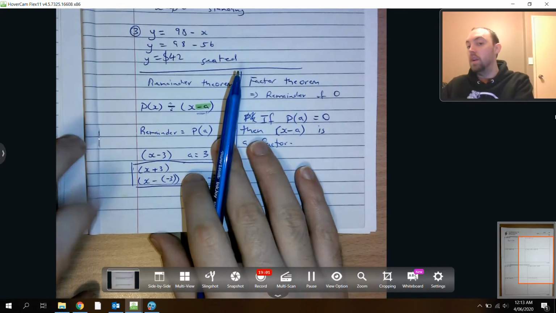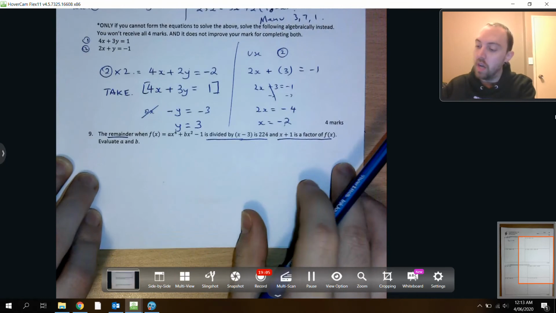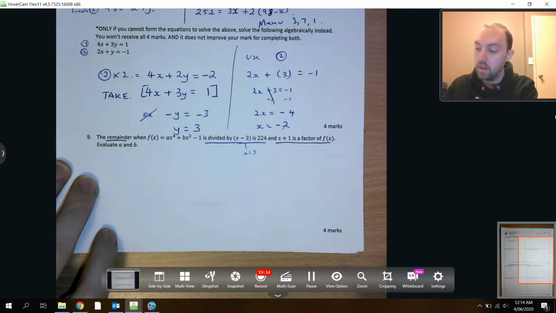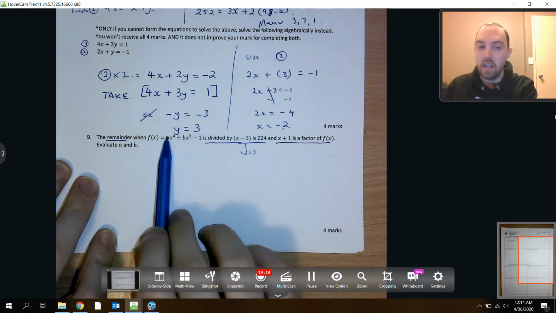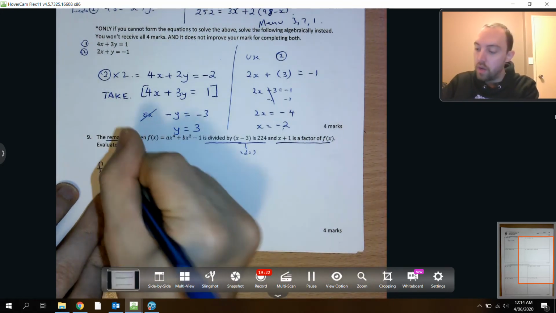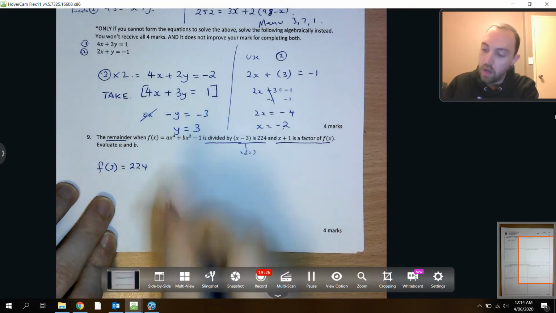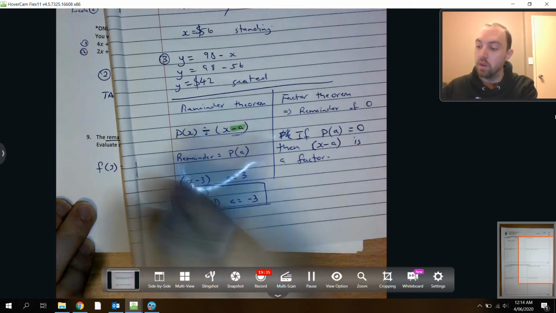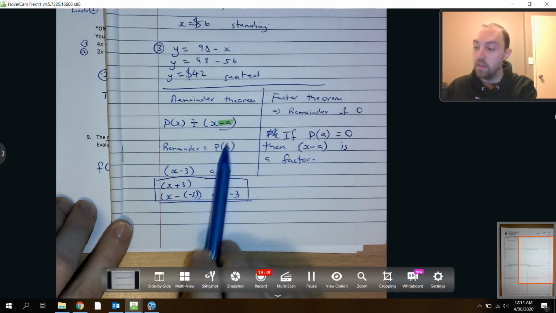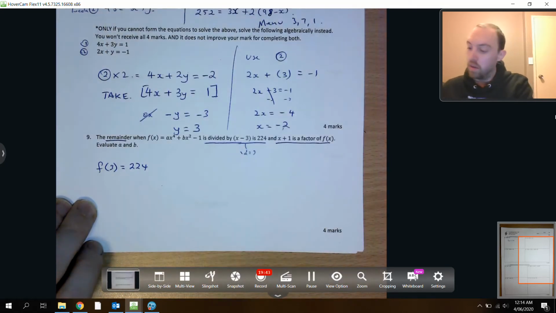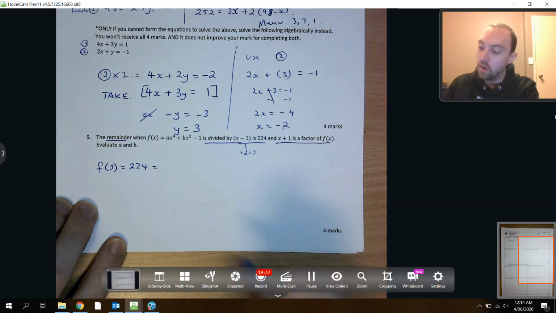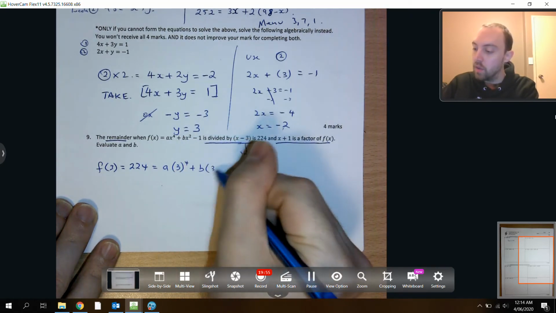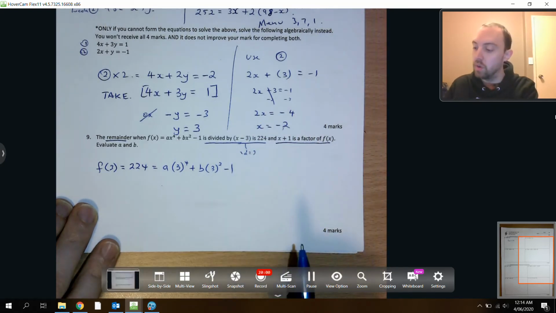Now we're going to use both of those bits of information to solve question 9. The remainder, when it's divided by x take 3, this a is equal to 3. F of 3 is equal to 224. I know the remainder when it's divided by this function is equal to 224. It goes back to the remainder theorem. The remainder is my polynomial at that point. So this means that x is 3, so a times 3 to the power of 4 plus b times 3 to the power of 2 take 1 is 224.